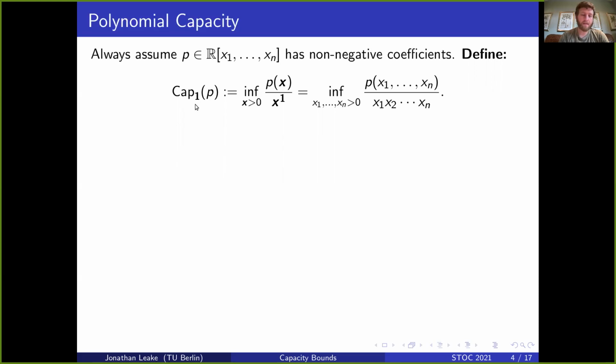vectors here, and then that changes the denominator exponent. But for this whole talk, we'll mainly be working with just the all ones vector there.